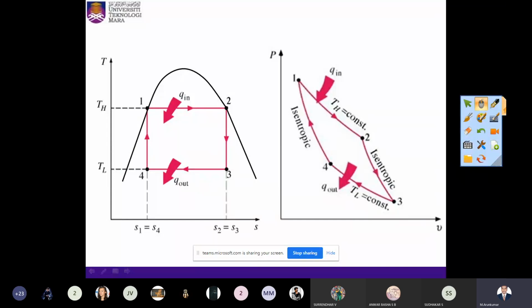We can have the saturation lines: this is the saturated liquid line, and this is the saturated vapor line. So the PV diagram and TS diagram will look like this. Each and every cycle will have a PV and a TS diagram, so just try to draw them.